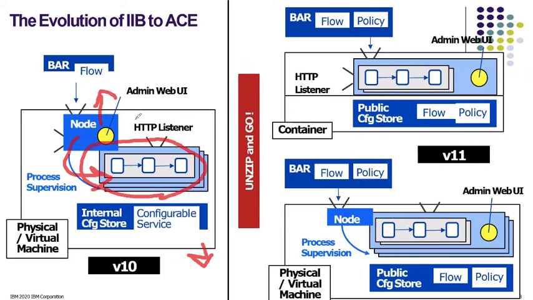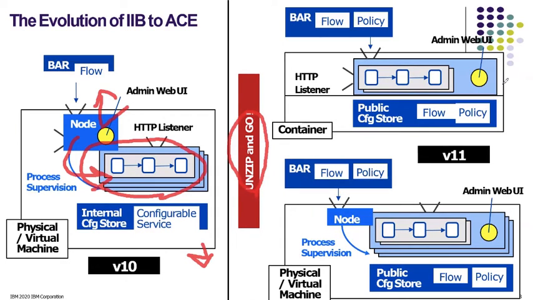When you're talking about App Connect Enterprise, there is no need for an integration node when running in a containerized deployment. You can just unzip and then start your servers. Unzip and go, so that is much easier. If you look here, in the earlier version your admin web UI runs within your integration node, and here your admin UI runs within your integration servers.